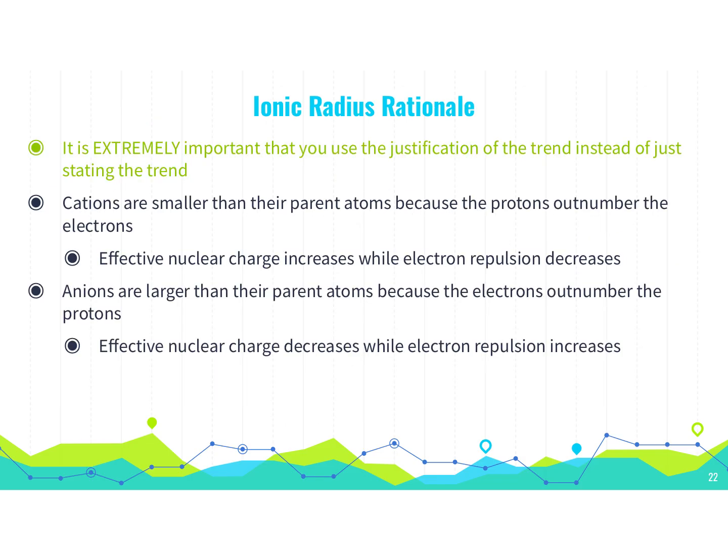And again, we always need to remember our rationale. Anytime you're answering a question on periodic trends, you have to give a rationale. You cannot simply state the trend, right? And so the effective nuclear charge is increasing while electron repulsion is decreasing. That would be our reason for cations being smaller than the parent atoms. And for anions, the effective nuclear charge is decreasing while the electron repulsion is increasing, right? So in this case, Zeff, I'm going to keep bringing up Zeff, is going up. In this case, Zeff is going down.